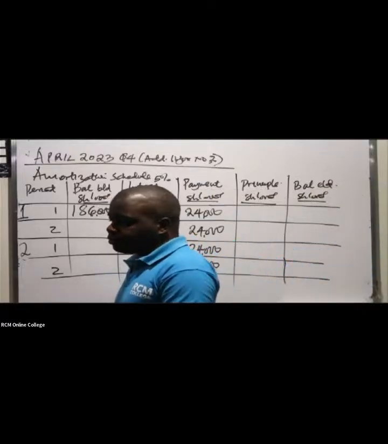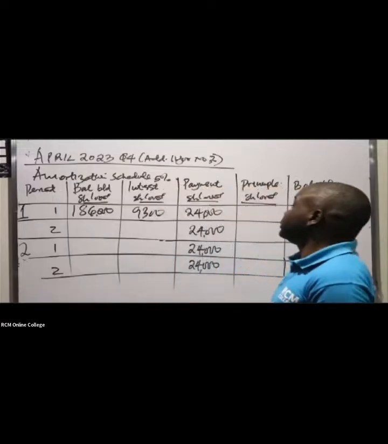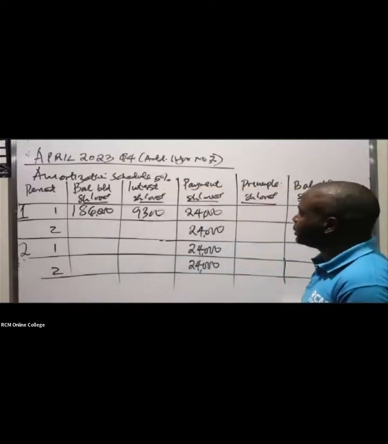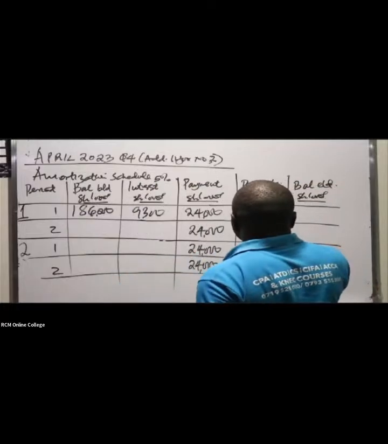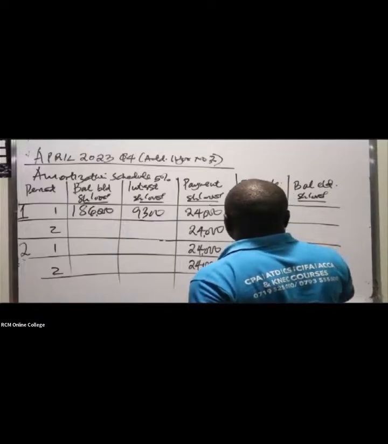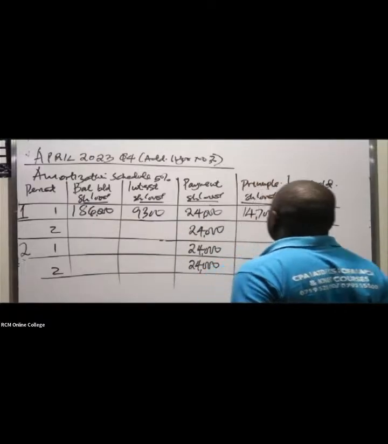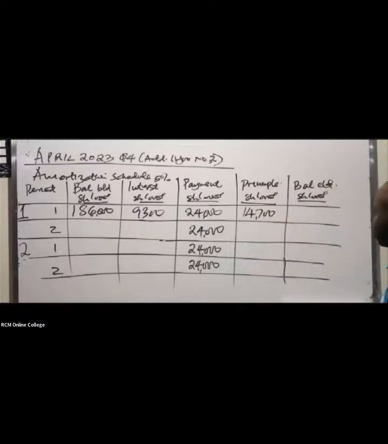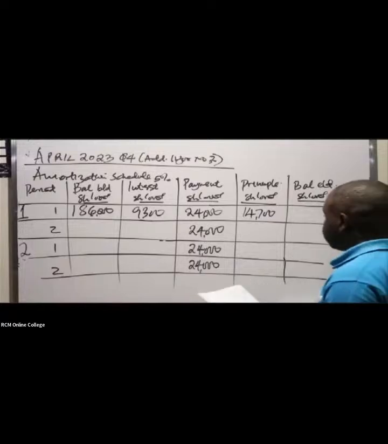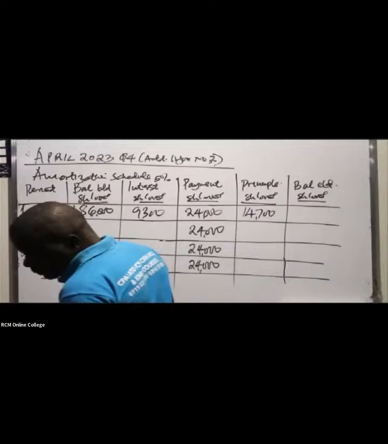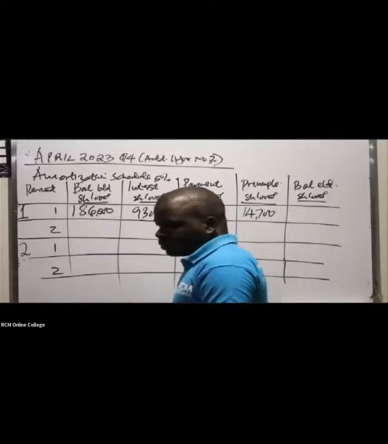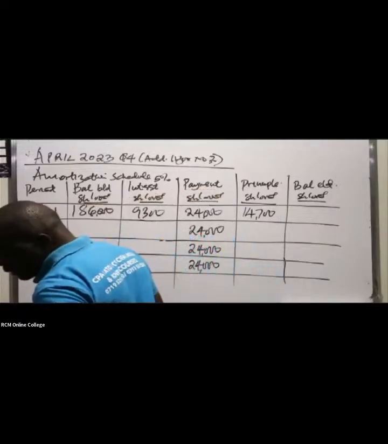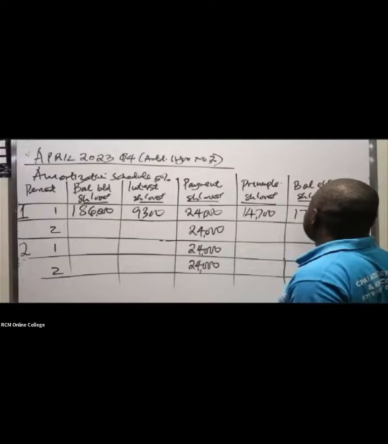You need to get the difference. 24 million minus 9,300. You get 14,700. Then you deduct from 186,000 the principal amount they ended up settling, 14,700. So you get 171,300.